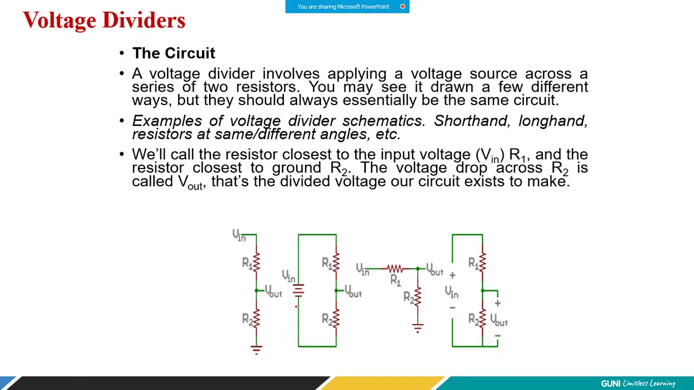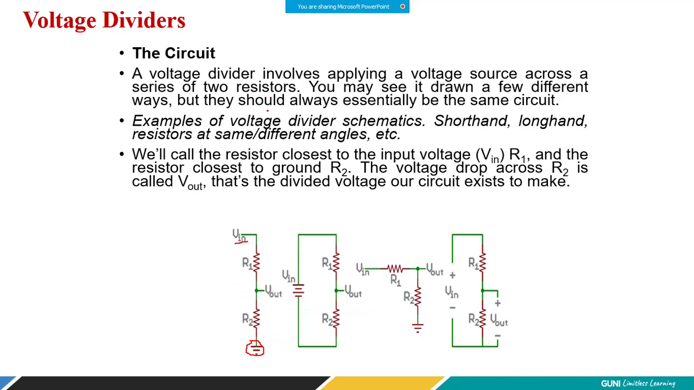So what is that circuit? A voltage divider involves applying a voltage source across a series of two resistors. Here you can see this is a voltage source, V in, and this symbol indicates the ground. Another terminal is connected to the ground, and we have two resistors in series, R1 and R2. What we are getting is a voltage across R2, because we are measuring the output voltage between one terminal of R2 and the ground terminal, and the other terminal of R2 is connected to the ground. That means I am measuring the voltage across R2.